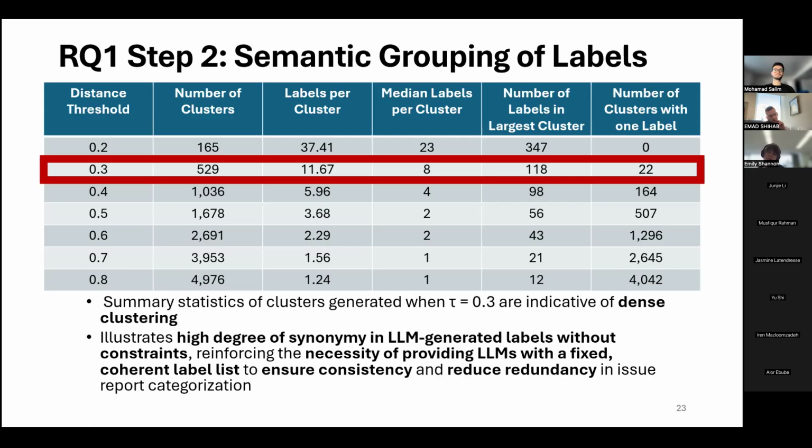And when we look at the summary statistics there, that's pretty indicative of dense clustering, right? There are 11 labels per cluster on average, with a median of 8 labels per cluster, which shows that there really is a high degree of synonymy in those LLM-generated labels in the motivational study. So this reinforces why you need to give it the list. You need to give it the options, because if you don't, then it'll just go wild and assign different things that mean the same thing.